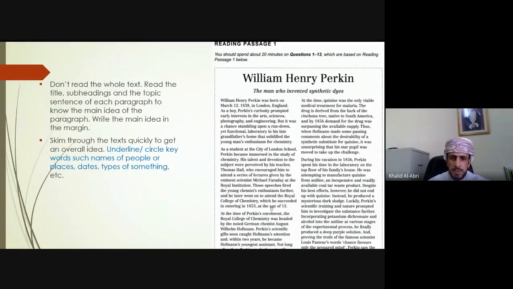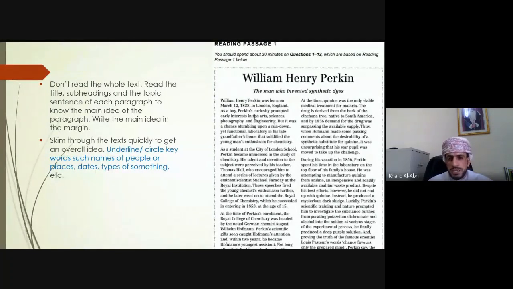Next, you need to read the paragraphs, but you should not read the whole text. Don't read the whole text. You are not requested to understand everything in this text. So what should you do? You just need to look at the first sentence in each paragraph. So read the topic sentence of each paragraph. What do we have here? So usually we have the introduction first. So in the introduction, there is something about the place where he was born, maybe his place of living, etc.